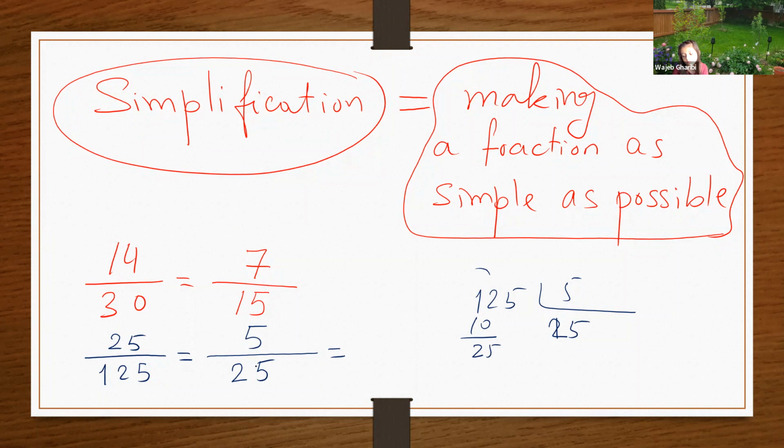We can divide both by 5, yes? And what will we get? 5 divided by 5 is 1. 25 divided by 5 is 5. So we have simplified the fraction 25 over 125, and this is 1/5. Okay?